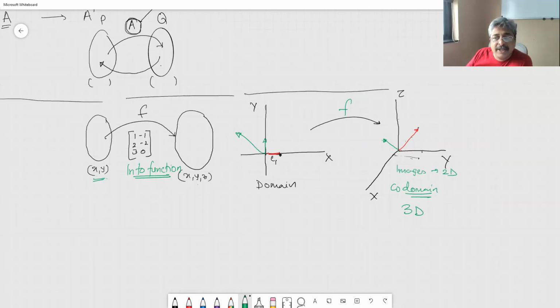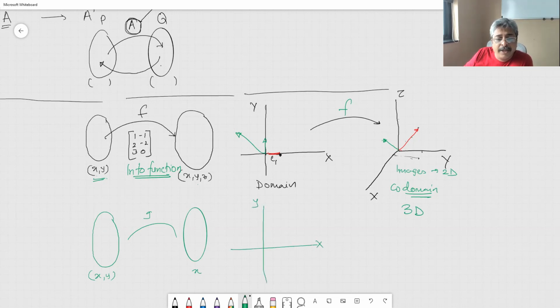Okay. Now the second situation. Suppose you have a two-dimensional domain and your operating function g, and your codomain is one-dimensional, only x. So you have a two-dimensional domain x comma y, and the codomain under g is only one-dimensional. Let us see.